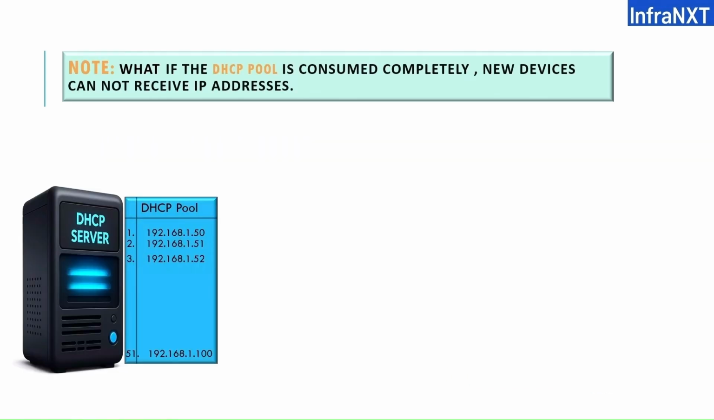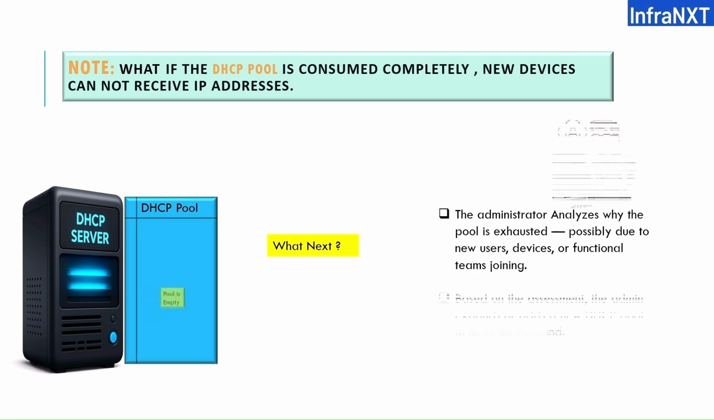Let's take an example of a real-time scenario where the DHCP pool is completely consumed and new devices cannot receive an IP address. Here in this example, you can see the DHCP pool is completely consumed and there is a warning of an empty pool. What next? Now the administrator's job begins.